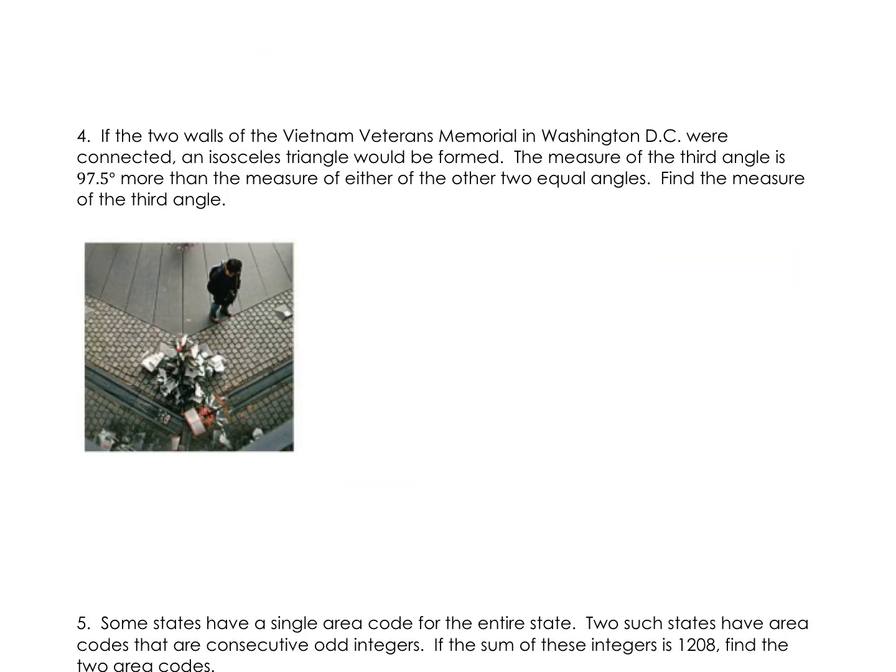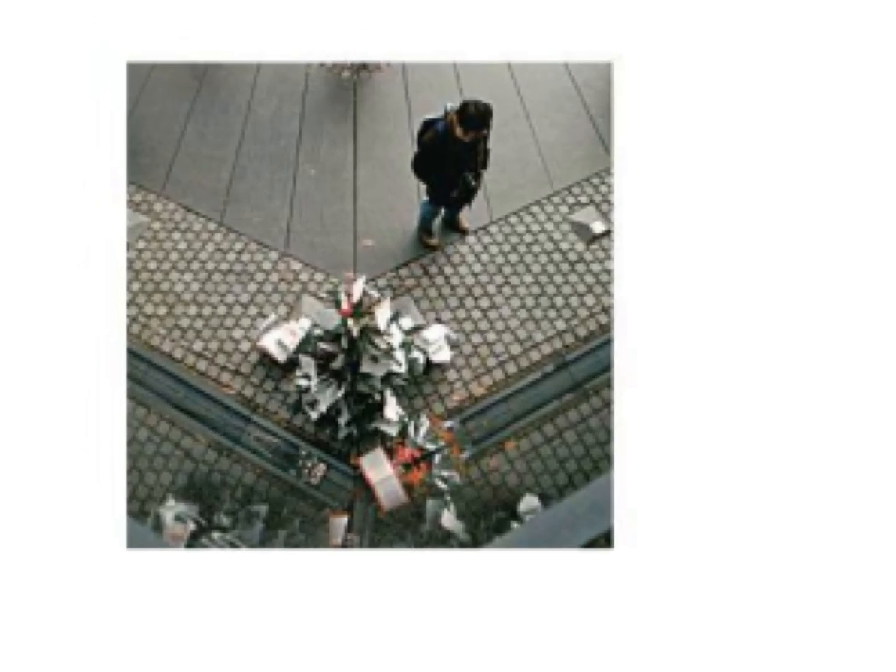If two walls in the Vietnam Veterans Memorial in Washington, D.C. were connected, an isosceles triangle would be formed. What that's meaning is in this picture here, let me make my thing bigger. We've got these two walls here and here. Do y'all see them?